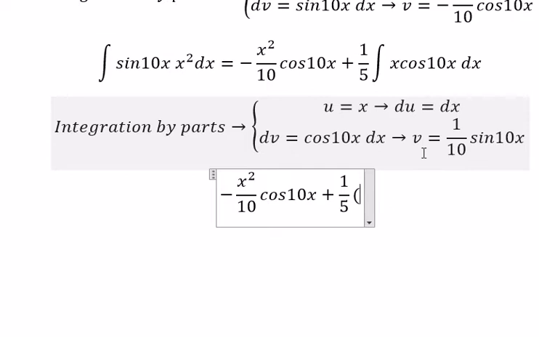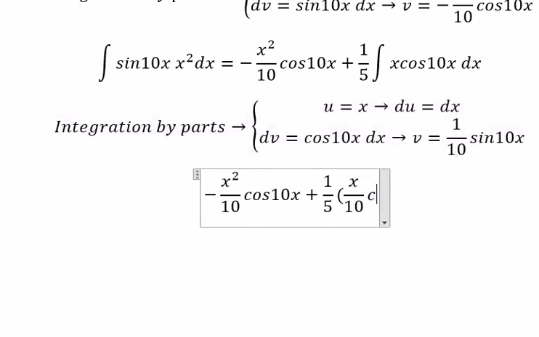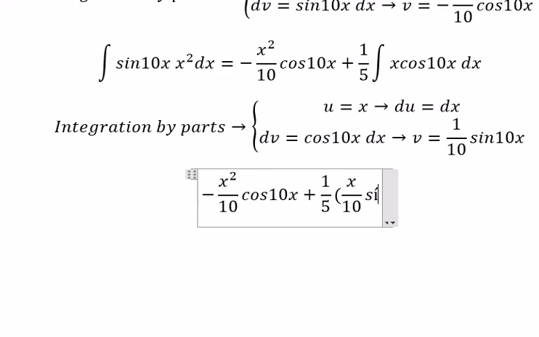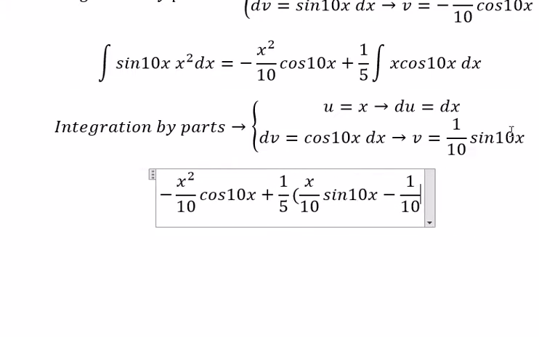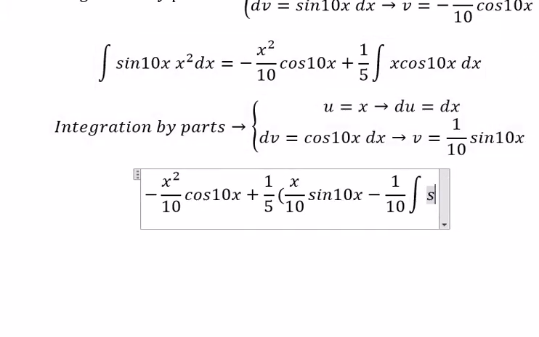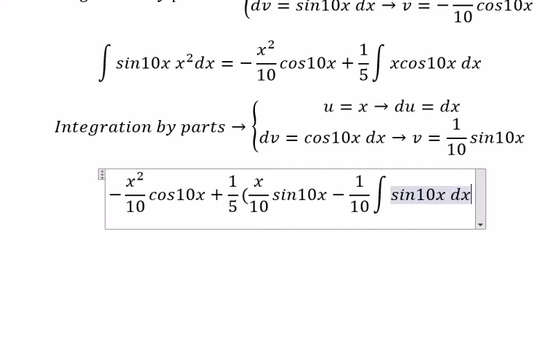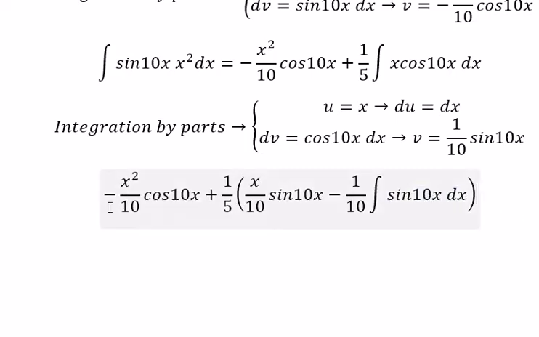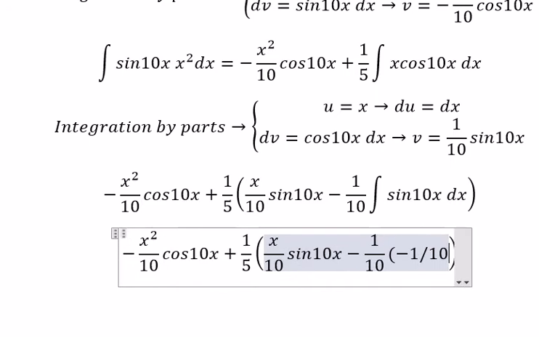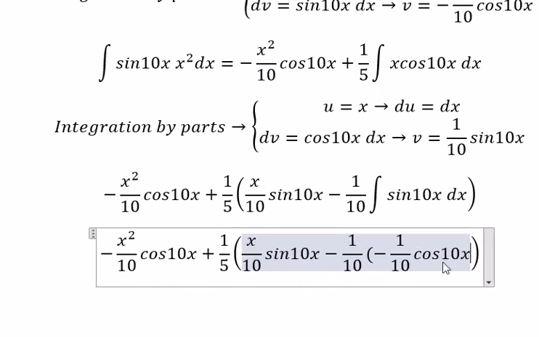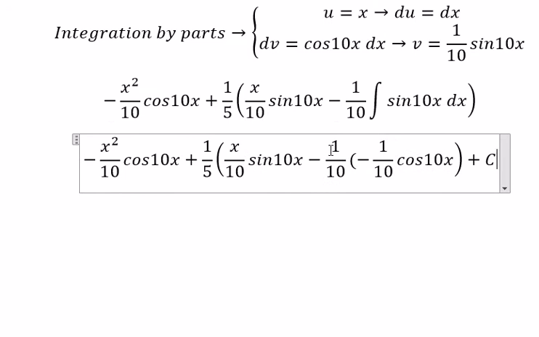And we have u multiplied with v. And we have the negative 1 over 10, the integral of sin 10x. And this one, we will go about negative 1 over 10 cosine 10x, and we have c outside. So this one you go about positive 1 over 100.